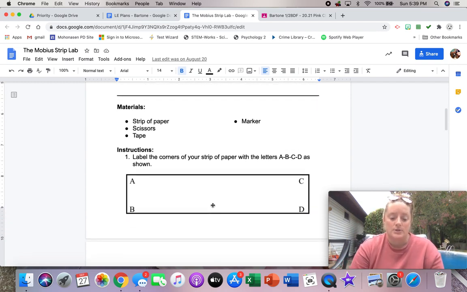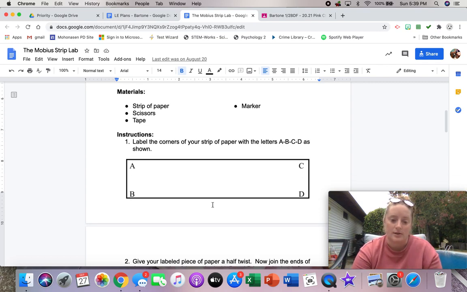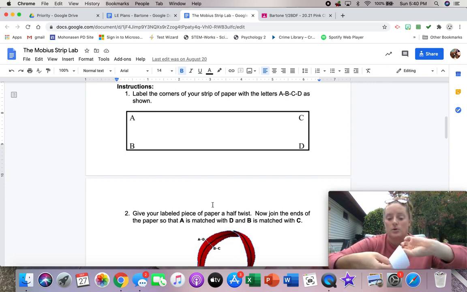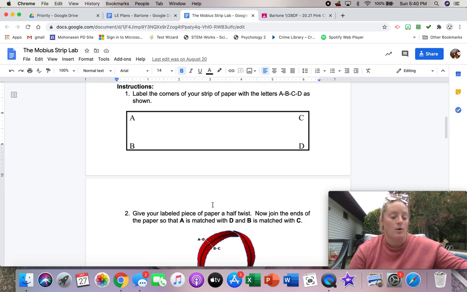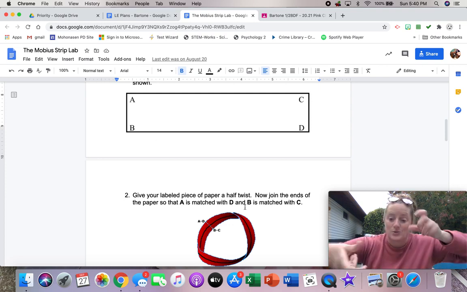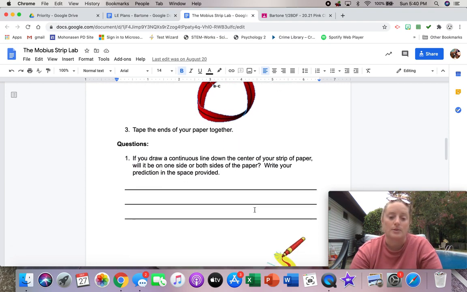So the first thing you're going to do is take the sheet of paper, which I tucked under my computer so it doesn't blow away, and you're going to label it A, B, C, D. Okay? Just like this diagram shows you. Give your labeled piece of paper a half twist, and then you're going to work to tape them together. You need to tape them together so that the A and the D are matched up and the B and the C are matched up. That's where that twist comes in, when you're twisting and then you tape them together. Tape the ends of your paper together.